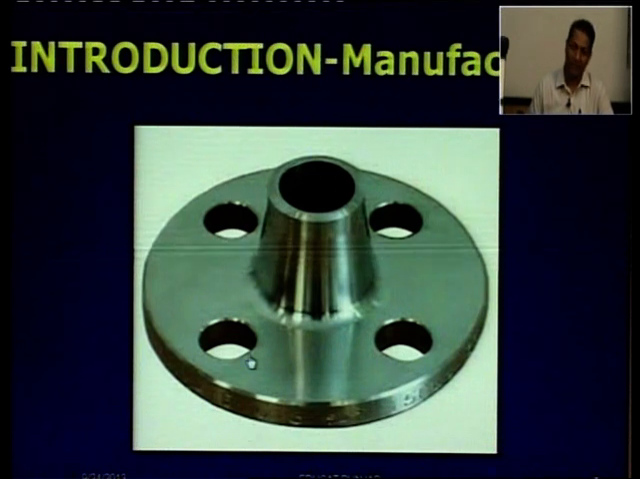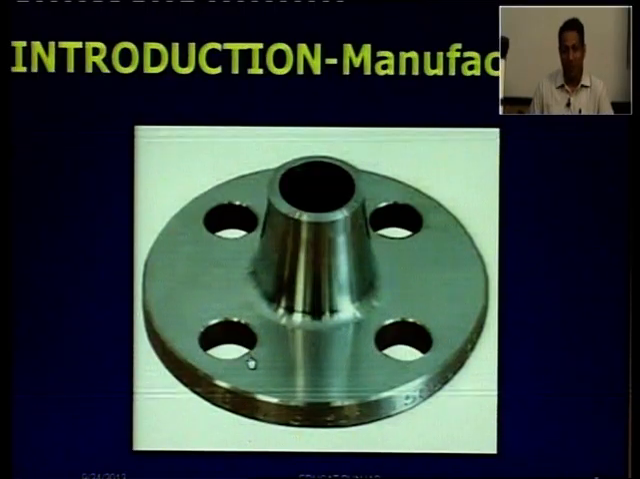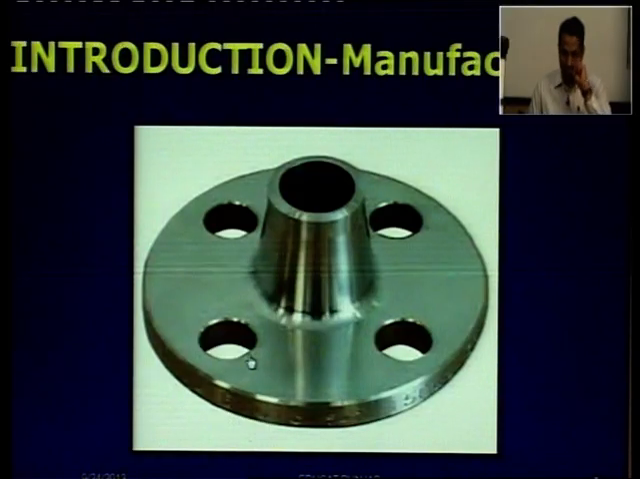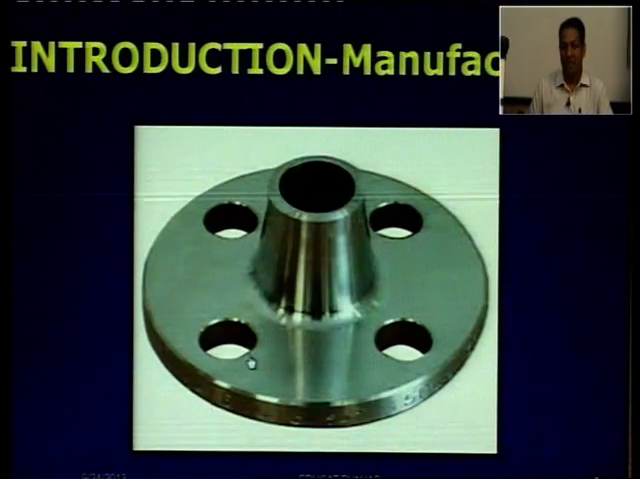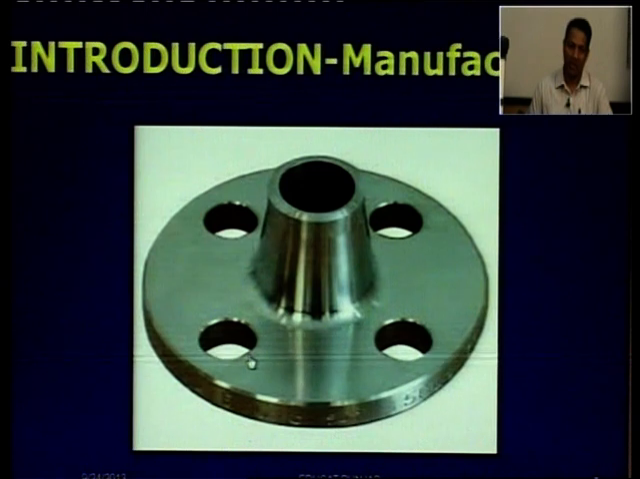We have to check it. How do we check it? Naturally, we require certain equipment, certain gauges, certain instruments. Those instruments are called measuring instruments. The other name of the measuring instruments is gauges. So, gauges are the components or instruments which are used to check the dimensions of the manufactured component.